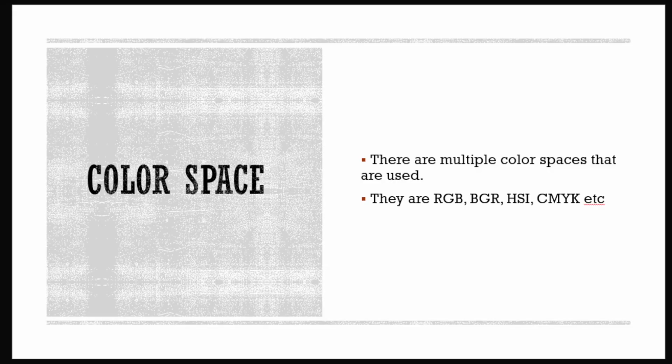We will be using different libraries, mainly focusing on OpenCV. So we have to know what type of color spaces its library uses. Before this, RGB is for red, green, blue. BGR is for blue, green, red. HSI is for hue, saturation, intensity.